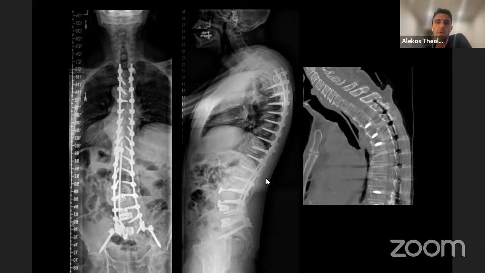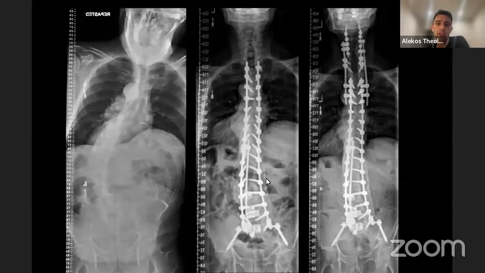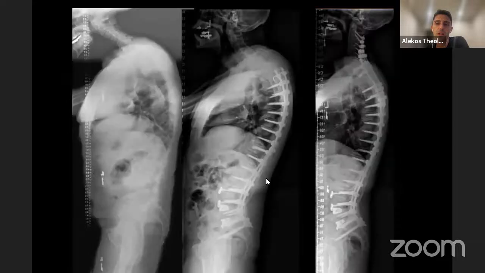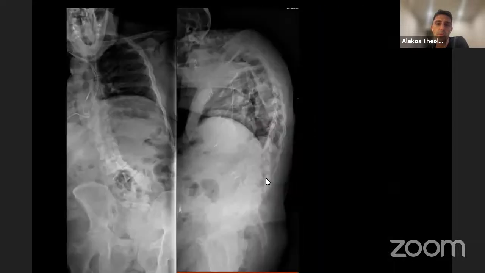And again, you may say, well, there's some PJK, but looking at a CT scan, there's no kyphosis or fracture. And this is just his pre-existing cervical deformity. So he actually waited about a year, year and a half, and then we extended him up to C2, and he's doing quite a bit better.